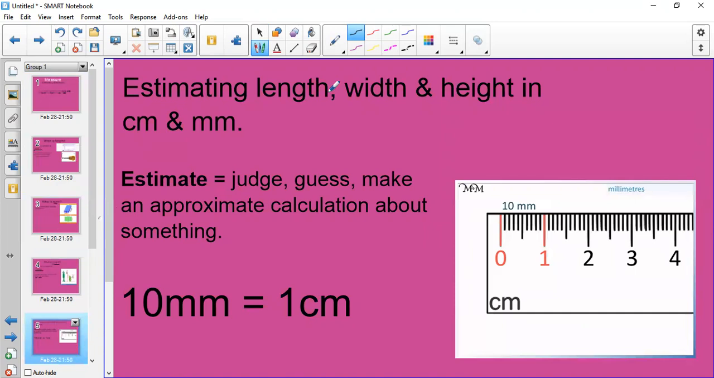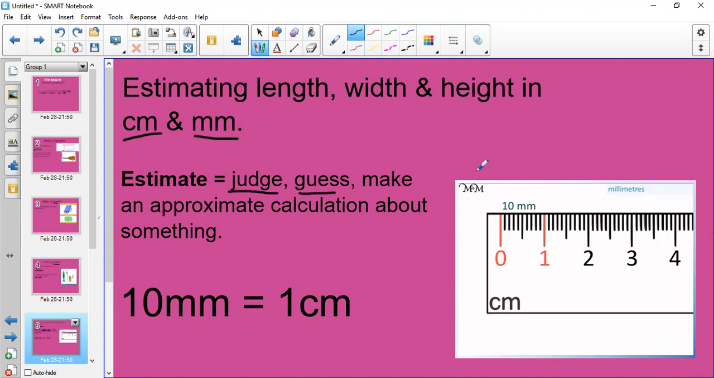So estimating length, width, and height in centimeters and millimeters, these are the two main units of measurement that we are looking at. Estimating just means to make a judgment, make a guess, or make an approximate calculation about something. So looking at an object and thinking, I think that's maybe 30 centimeters long, or maybe that's 5 centimeters in height, or I maybe think the width of that is 2 centimeters. So it's making a guess based on what it looks like.